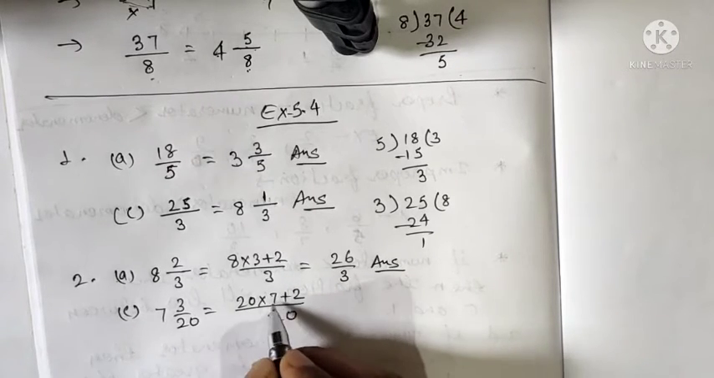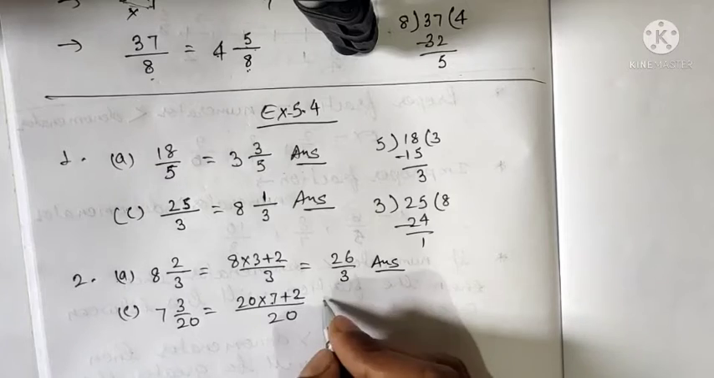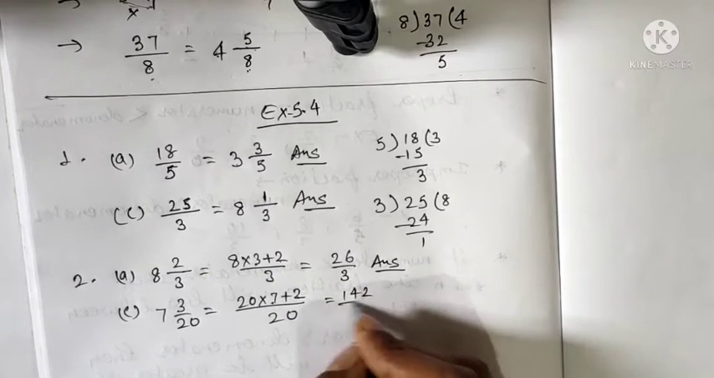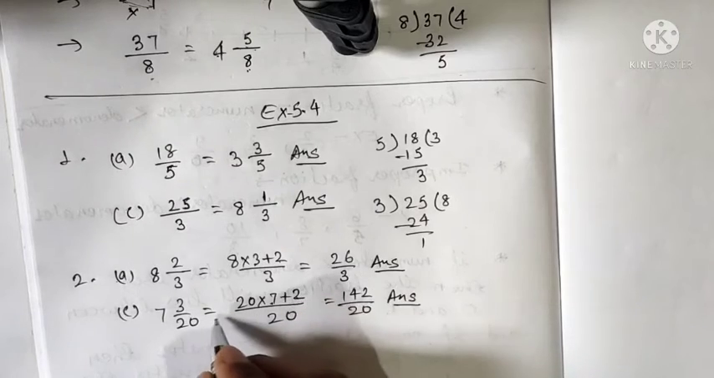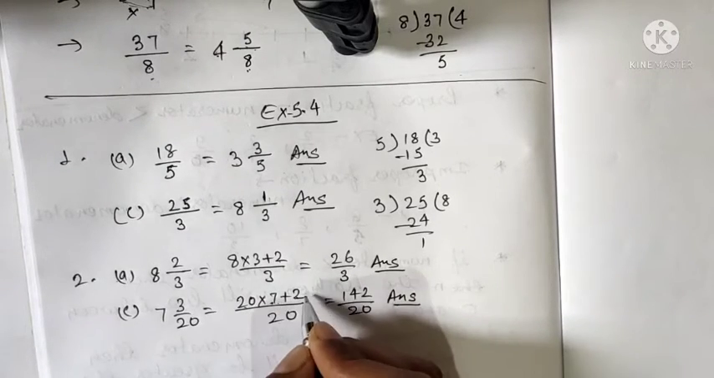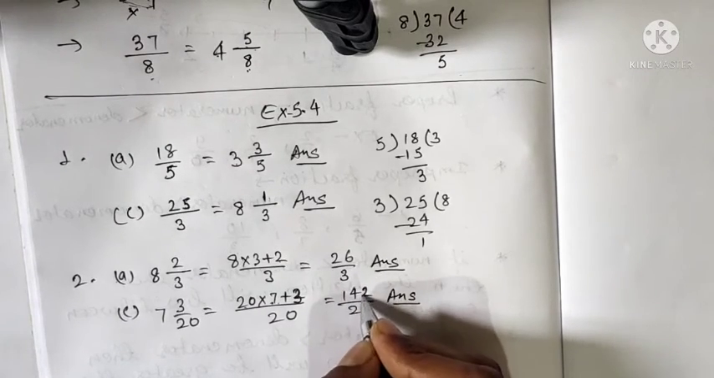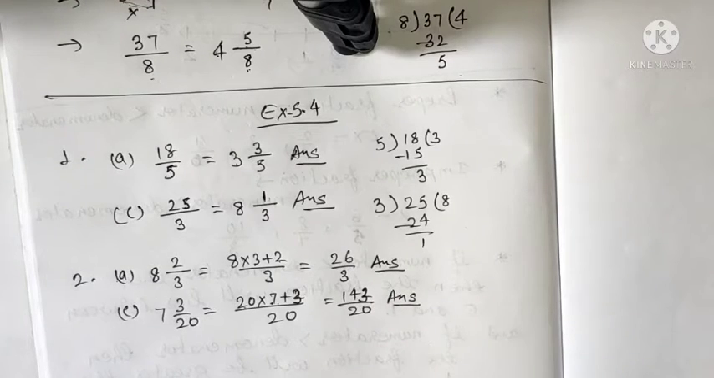C of question number 2 is 7 3 by 20, which is equal to 20 into 7 plus 3 by 20. 20 into 7 is equal to 140, 140 plus 2 is 142, 142 by 20 is your answer. Sorry, it is 3 here, so it will be 143 by 20.